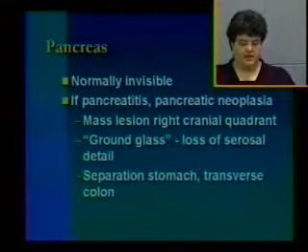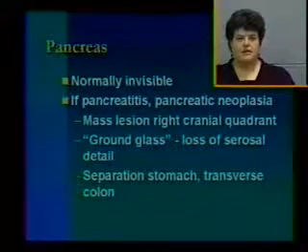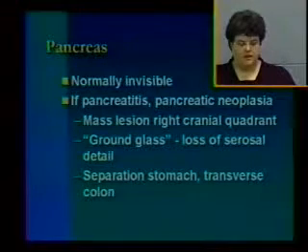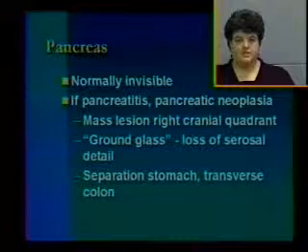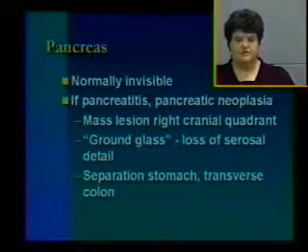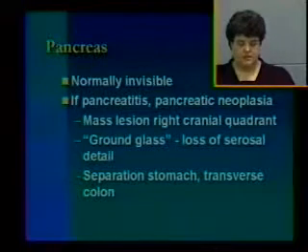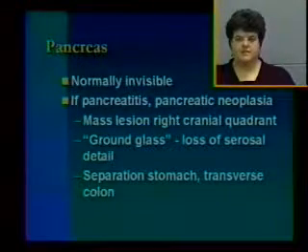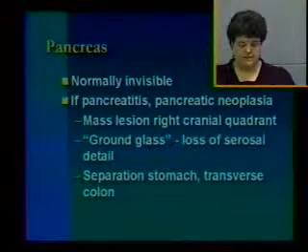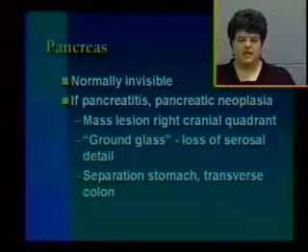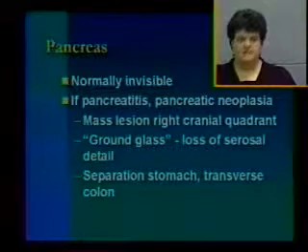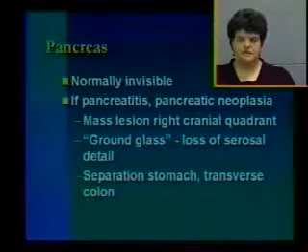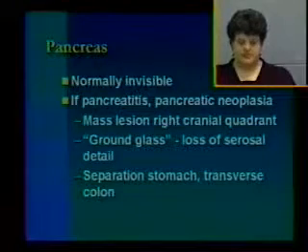Pancreas is typically going to be invisible in the abdomen. If you think about it, it's only about 1 centimeter. It is located caudal to the greater curvature of the stomach and along the medial margin of the duodenum. If you have pancreatitis or pancreatic neoplasia, because they do look very similar, you will have a mass effect in the right cranial quadrant of the abdomen on a VD projection. You can have what's called ground glass appearance in that area, which is a loss of the serosal detail secondary to the inflammation surrounding the inflamed pancreas. And then one of the more specific things indicating pancreatic body or left limb disease is a separation of the stomach and the transverse colon, where the enlarged pancreas actually causes the transverse colon, which normally sits right adjacent to the stomach, to be displaced caudally.